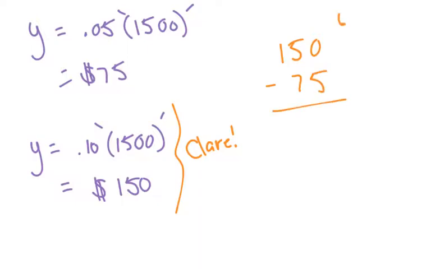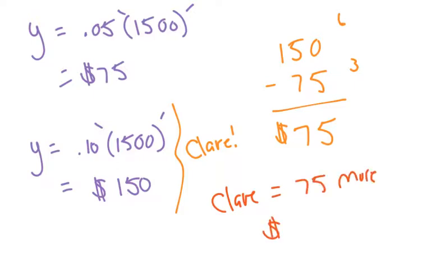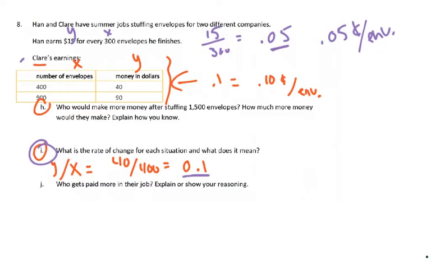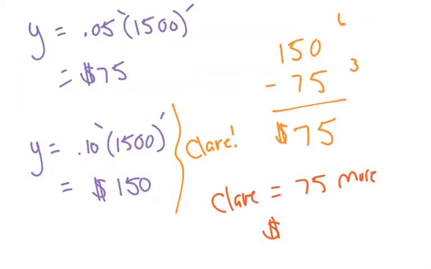It's like having 6 quarters and taking away 3 quarters, and you'd be left with 75. So remember, this is really dollars. Claire would make 75 more dollars. So Claire definitely has a better deal here. I want her rate. I don't want Han's rate if I'm doing this job. How much more money would they make? We did that. We're all set. That's right here. Don't forget.